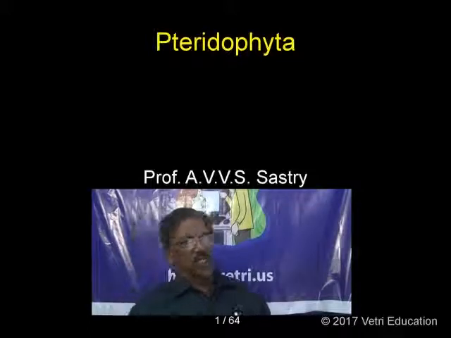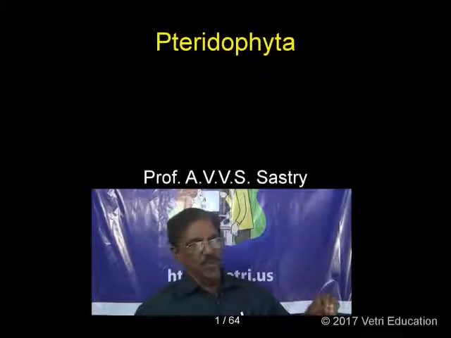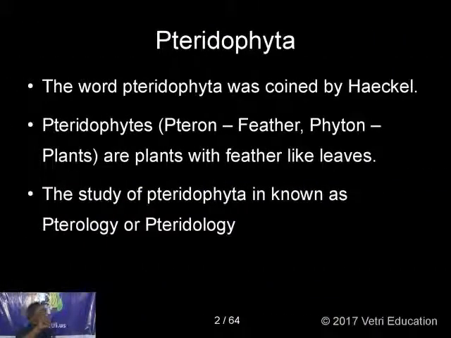Another name given is Tracheophyta, the plants having tracheids. Among the tracheophytes, these are the primitive type. The word Pteridophyta was coined by Haeckel. Pteron means feather, phyton means plants. That is, the plants having feather-like leaves are called pteridophytes. Generally, as I told you earlier, the bryophytes are called mosses and pteridophytes are called ferns.